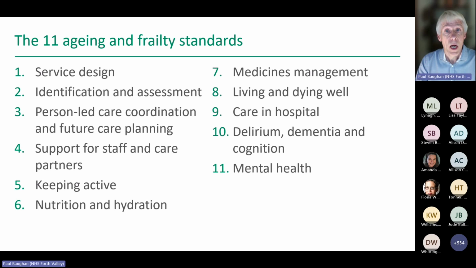The development group has come up with 11 different standards that we feel cover the important aspects of ageing and frailty. These are service design, which is how services integrate and embed frailty within them. Identification and assessment of frailty. Person-led care coordination and future care planning. Now, future care planning is the term that has recently replaced anticipatory care planning in Scotland. The support for staff and care partners, and the term care partner refers to any person or representative that the individual living with frailty wishes to be involved in their care. Care partners are generally unpaid carers.